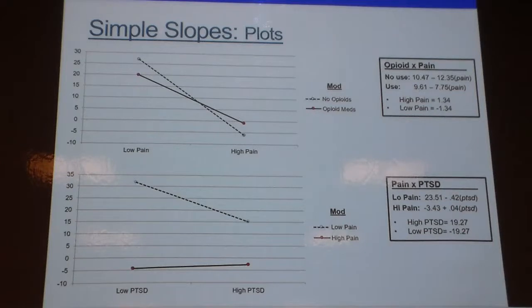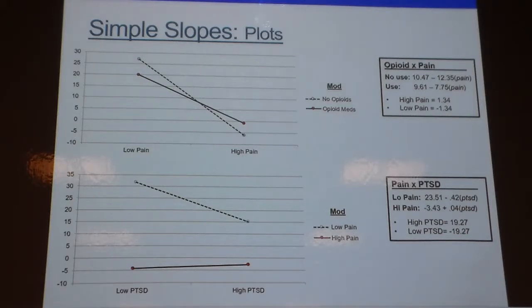I could have zero PTSD, but if I'm just in severe chronic pain, my functioning isn't worth anything ever, right? And so it looks like we see a non-relation. Actually, it looks like we have a positive relation between PTSD and functioning here, right? We can do all this by hand, and you'll need to do this by hand. You'll want to know how to do this by hand.